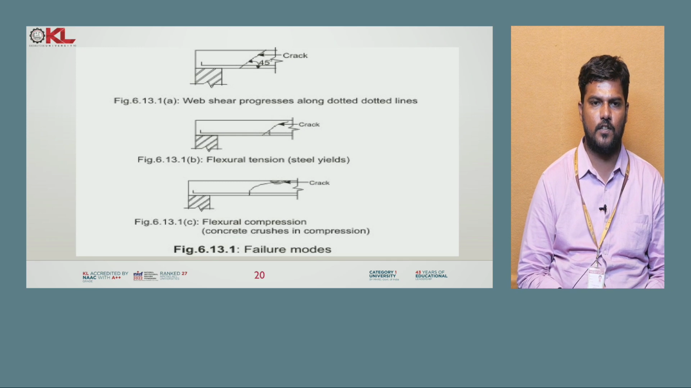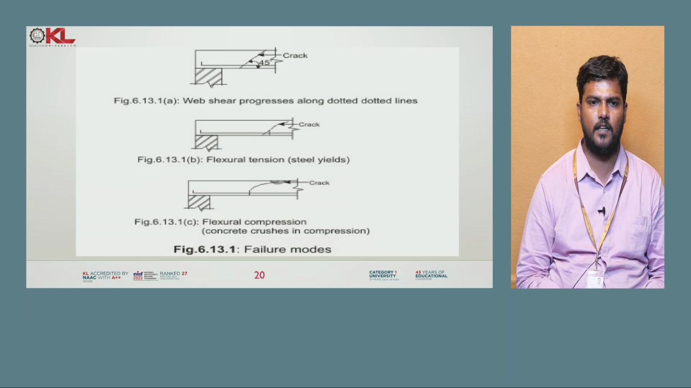And you can see in the first figure you can observe the crack. It is observed at 45 degrees where it is a web shear progress along dotted lines. Next, if you see the second one, that is the flexural strength, flexural tension. So when the steel is getting to yield, you will be getting the crack. And next one, third one, if you see the flexural compression, you can see the larger crack which is coming from the topmost portion to the bottom portion. So these are the different failure modes.